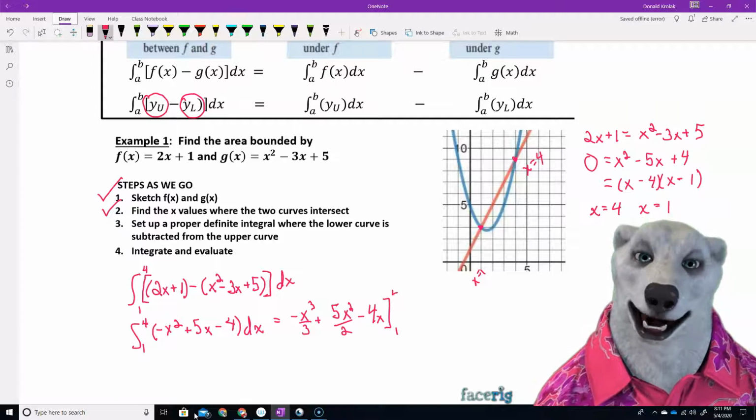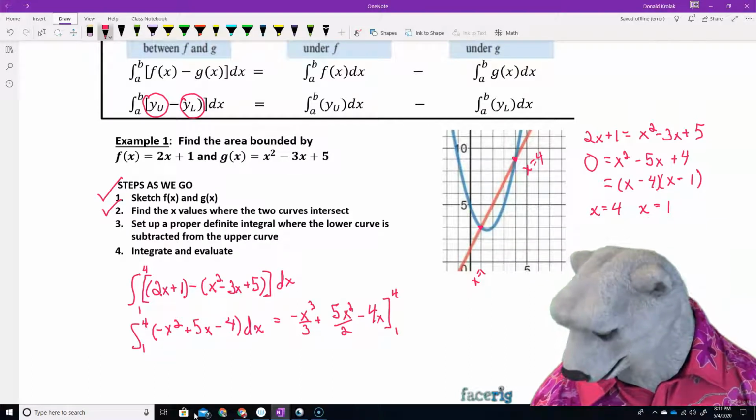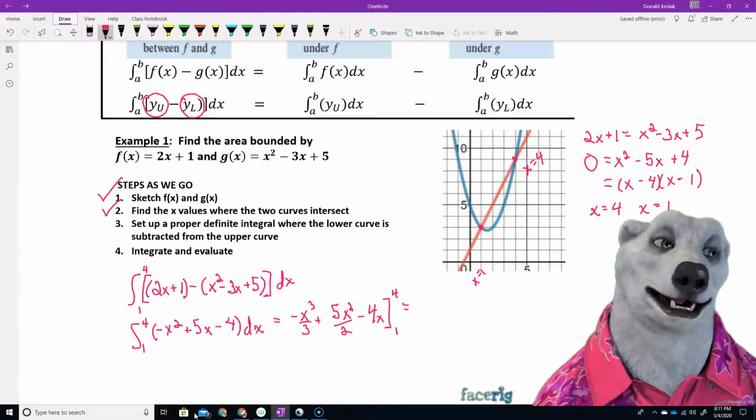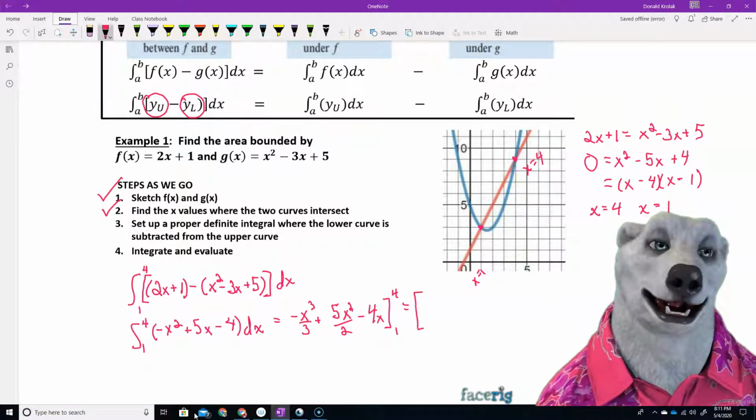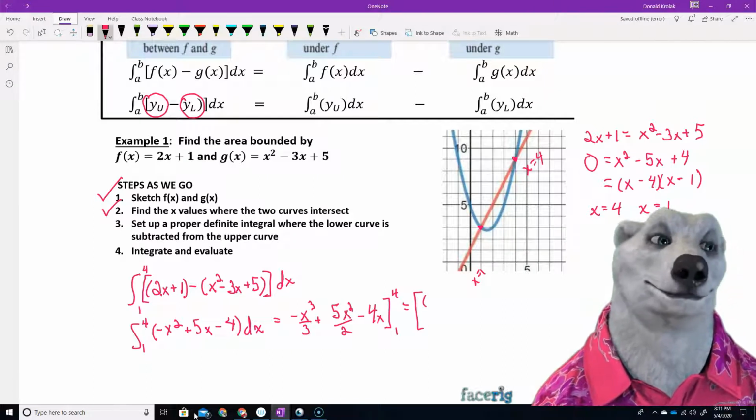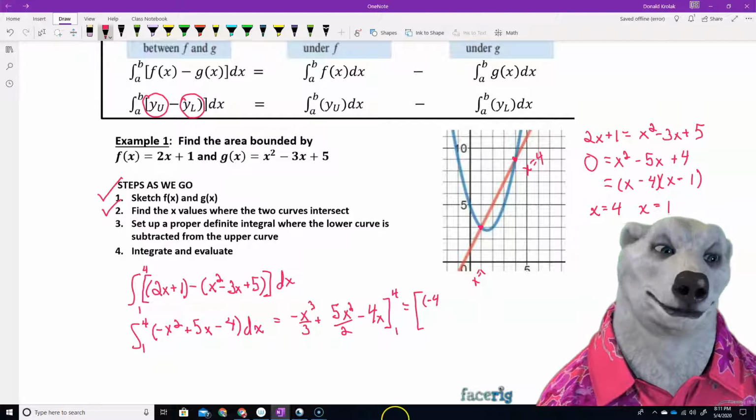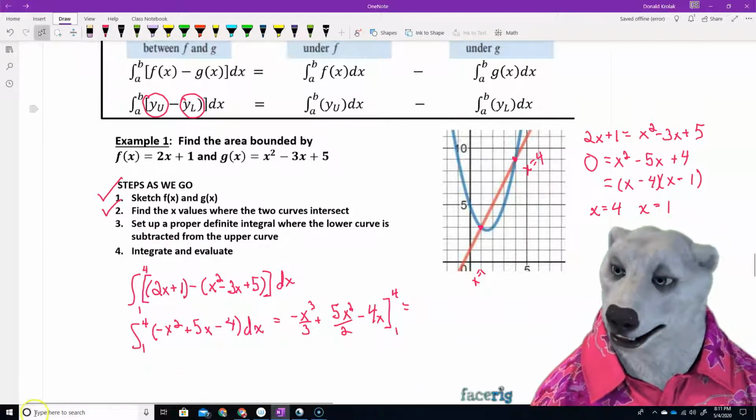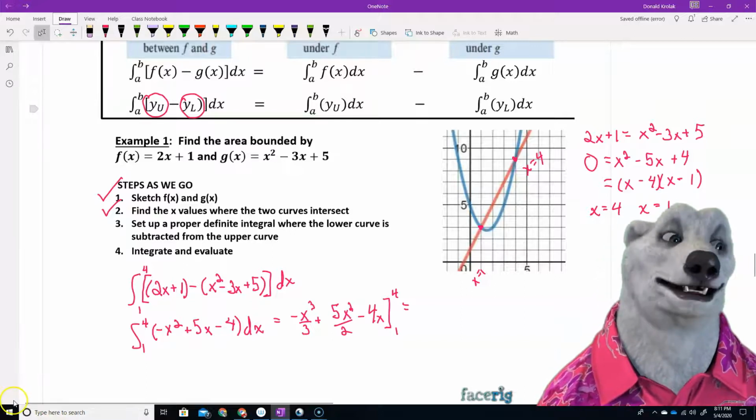Evaluate that from 1 to 4. And now it's just a matter of doing the arithmetic and not losing negatives anywhere. That's probably the biggest deal. Okay, so I'm going to write that out and be right back. Save a little bit of tape.